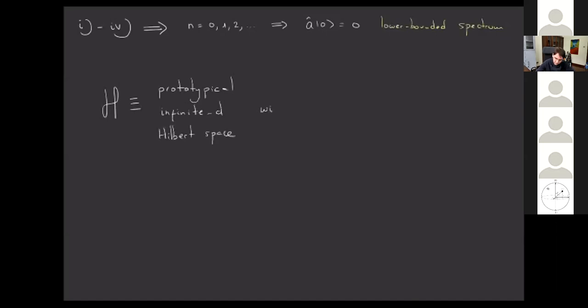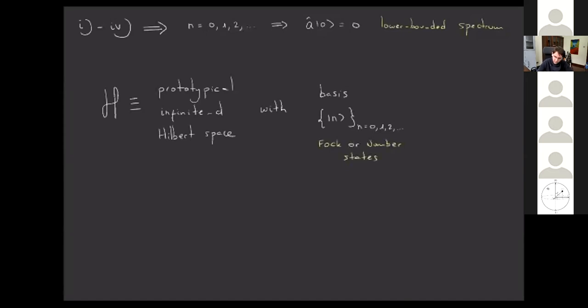Okay, in particular, with a basis that is given by these eigenstates of the number operator, which tell us that we have a prototypical infinite dimensional Hilbert space because the basis is countable with an index that is an integer. And in particular, we call these states or these bases Fock or number states.